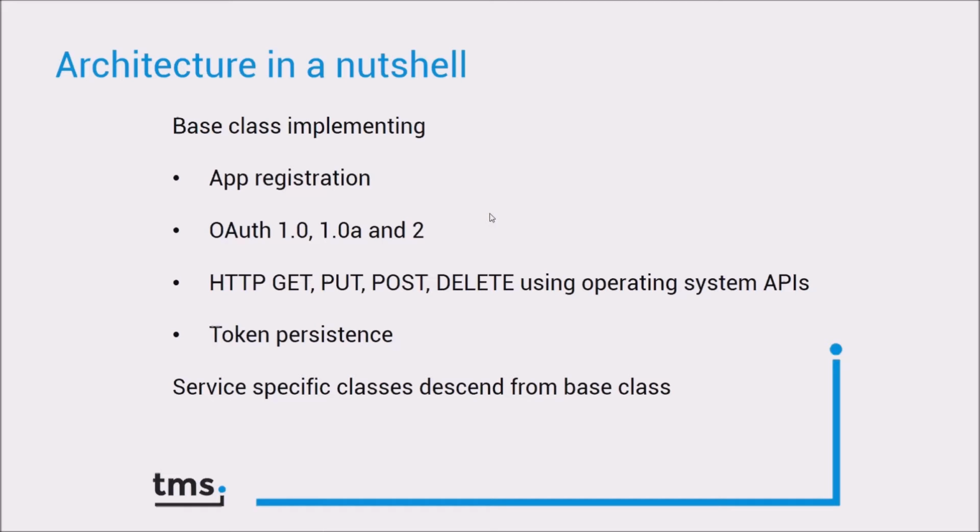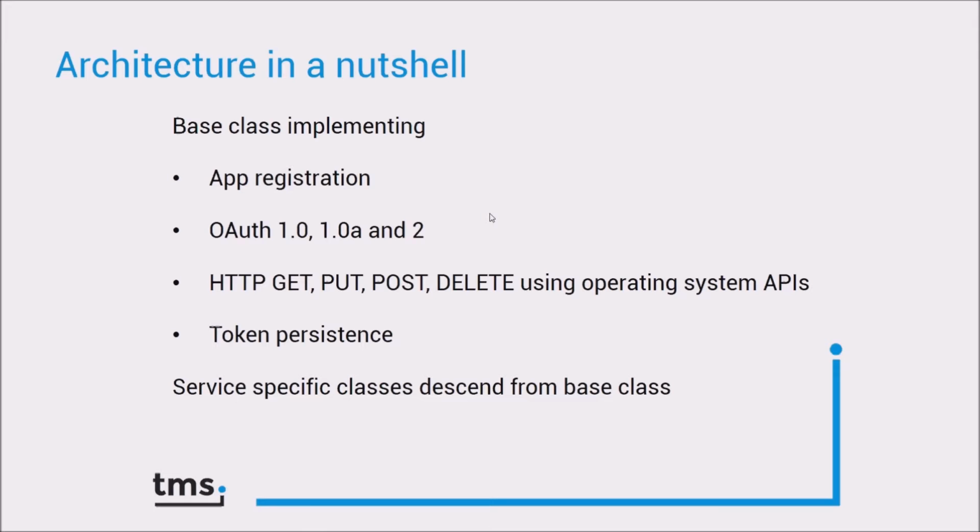As these cloud service access components are all using HTTP communication, there is an HTTP implementation for doing all HTTP operations such as get, put, post, delete. And these HTTP access functions are implemented using operating system API calls. So for each operating system supported, Windows, iOS, macOS, and Android, we use the specific operating system calls to perform HTTP access. And there is also token persistence: the access token that needs to be obtained to access a cloud service can also easily be persisted.